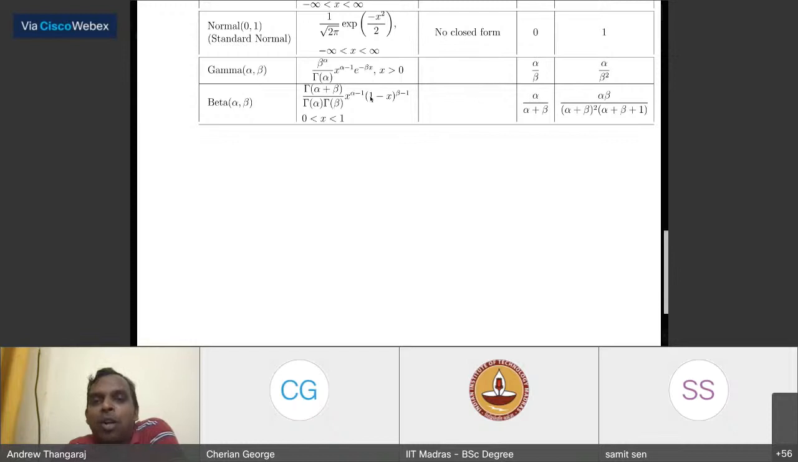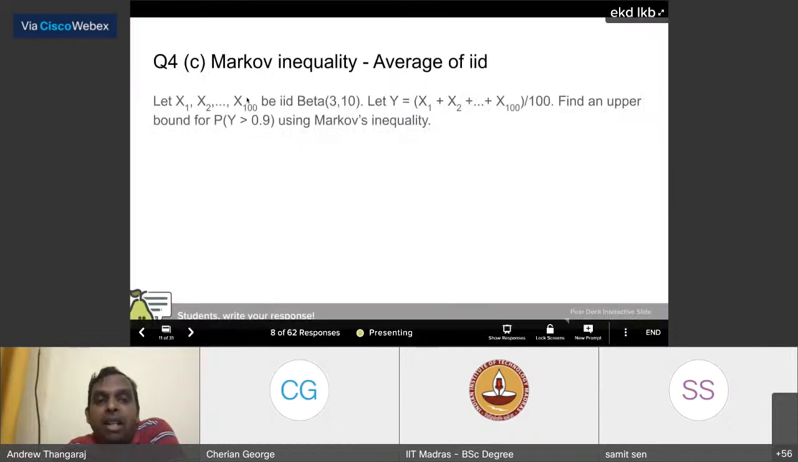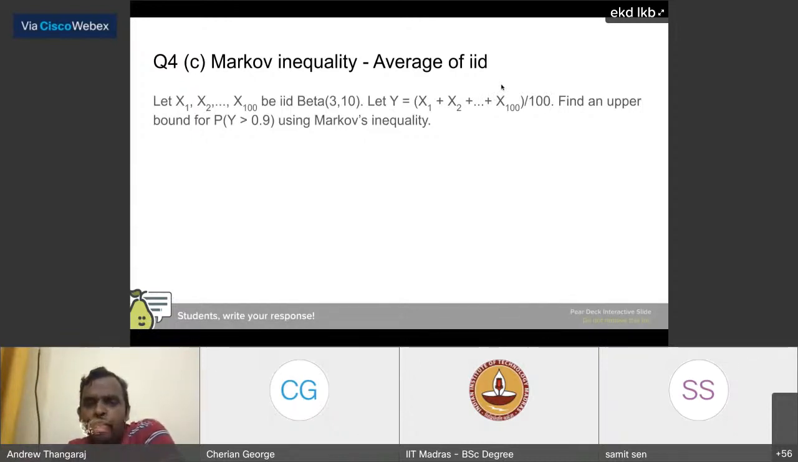But anyway, the Beta of alpha, beta has a mean which is alpha by alpha plus beta. Okay, so this is the formula for the mean, alpha by alpha plus beta. So now if you come back here, if I have 100 IID Beta 3 comma 10 random variables, and then I do this averaging, okay, so this is the average. This Y is the average of all these 100. I'm not summing it up. What is the numerator of the first sign?